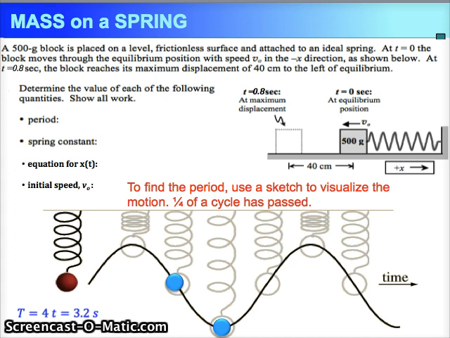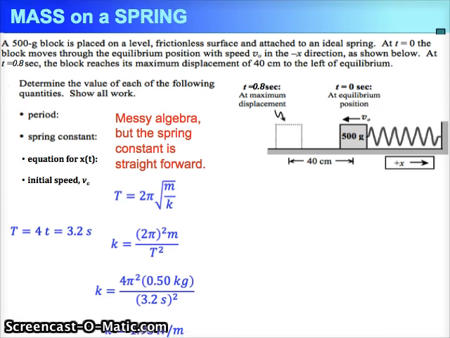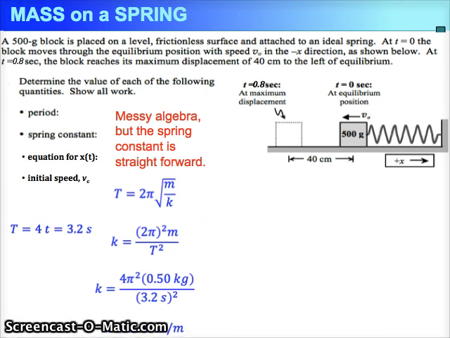The second question asks us to find the spring constant, and we'll use that new formula that was just derived a few minutes ago to determine that. The algebra is a little bit messy. You have to make sure that you square both sides of the equation and then rearrange things a little bit. I chose to do my algebra first and then plug things in, but you could first plug in your values and then solve for k. Either way would work. But we find here that our k is 1.93 newtons per meter.